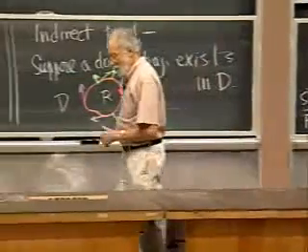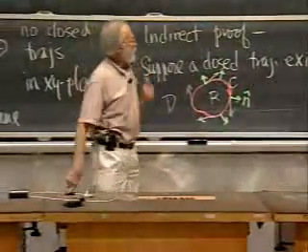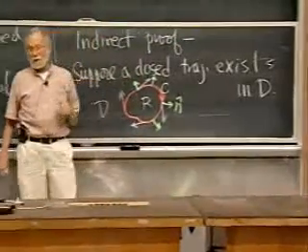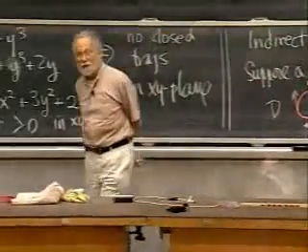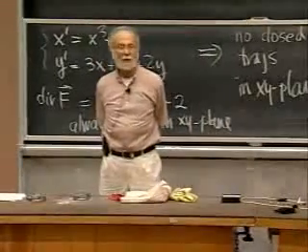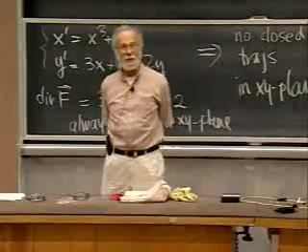So where did the contradiction arise from? The contradiction arises from the fact that I supposed there was a closed trajectory in that region. So the conclusion is there cannot be a closed trajectory in that region, because it leads to a contradiction via Green's theorem.